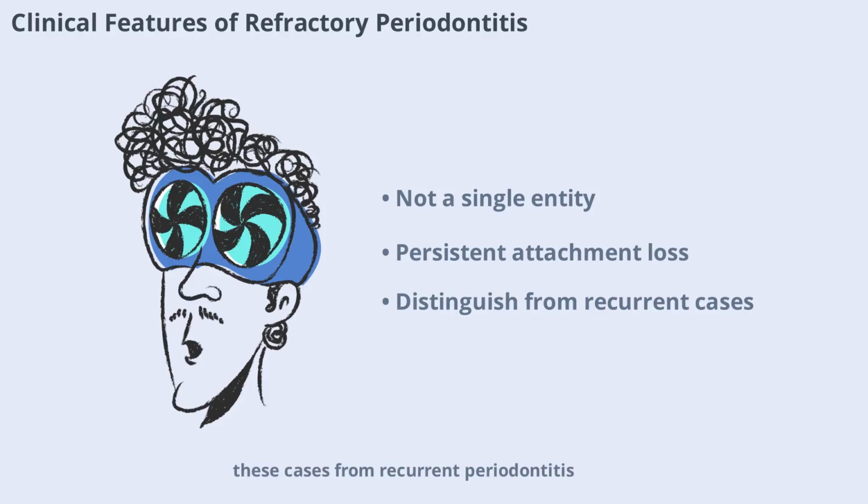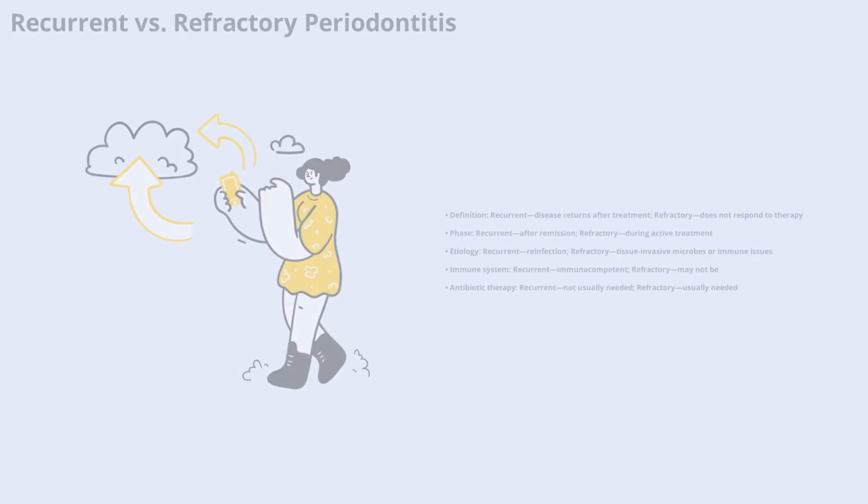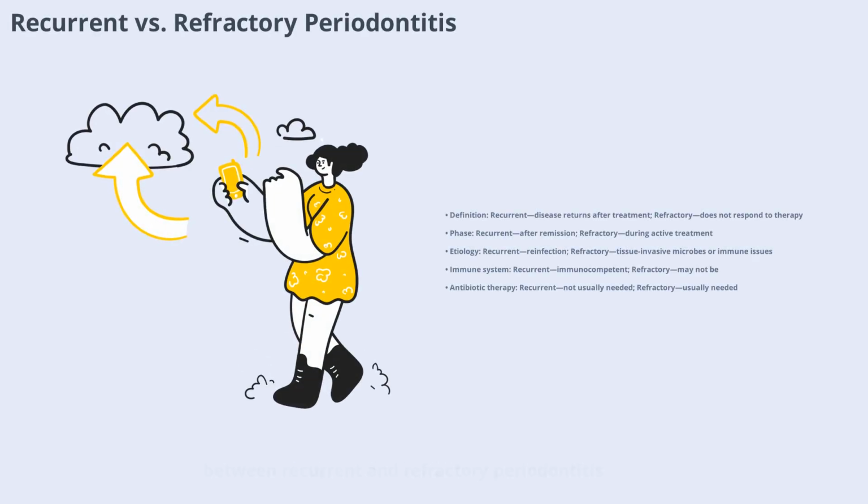It's important to distinguish these cases from recurrent periodontitis, which is usually due to inadequate maintenance. Let's clarify the difference between recurrent and refractory periodontitis. Recurrent periodontitis refers to sites that are successfully treated but experience disease return, often due to inadequate maintenance. Refractory periodontitis, on the other hand, involves sites or patients that do not respond to conventional therapy, possibly due to infection with tissue-invasive microbes or immune incompetence.